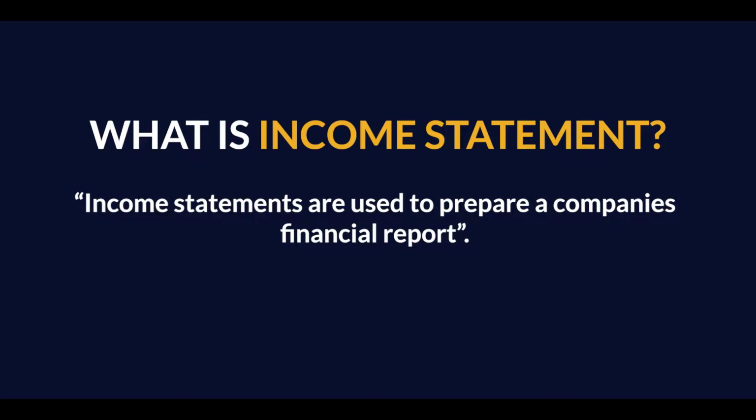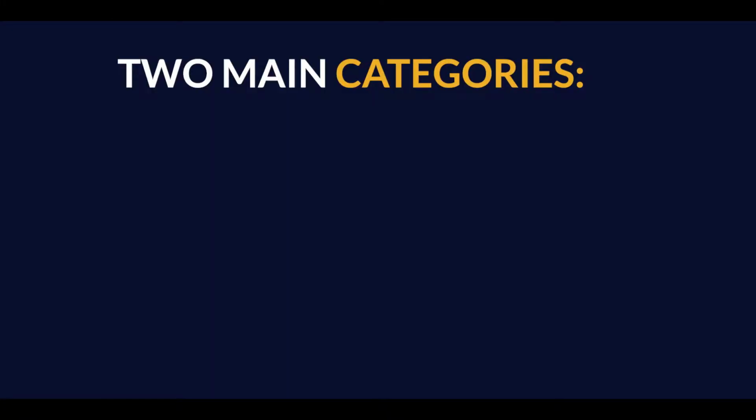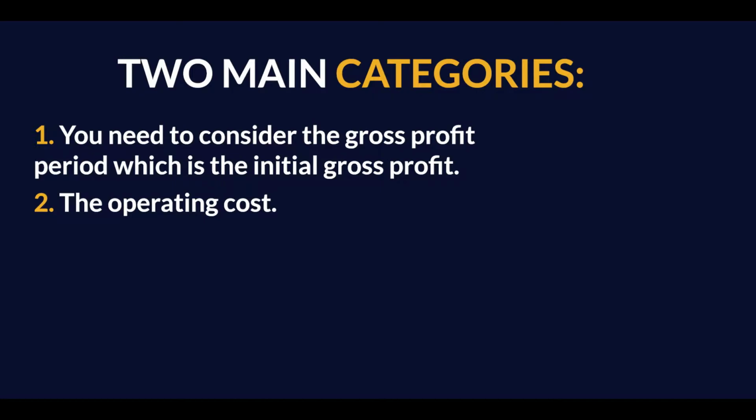Now, we need to actually reflect this information in the income statement. The income statement is one of the main statements that is used to prepare a company's financial report. And that statement actually reflects what the company makes for the period. There are two main categories that a company needs to look at. First, it needs to consider the gross profit for the period, which is the initial profit after cost of goods sold has been removed, which is normally the buying costs or the initial cost of providing the product or service. And then we have the operating costs. And in the operating costs, we would consider depreciation.